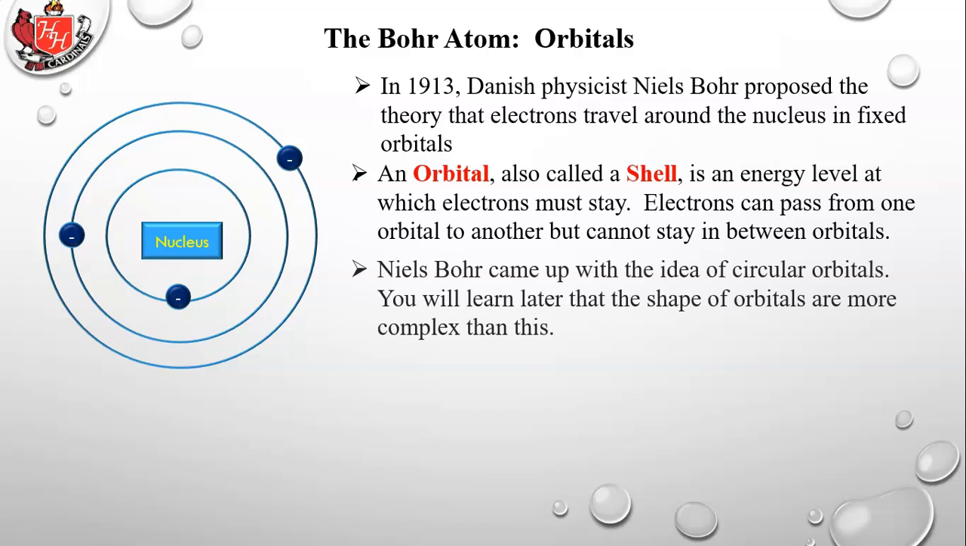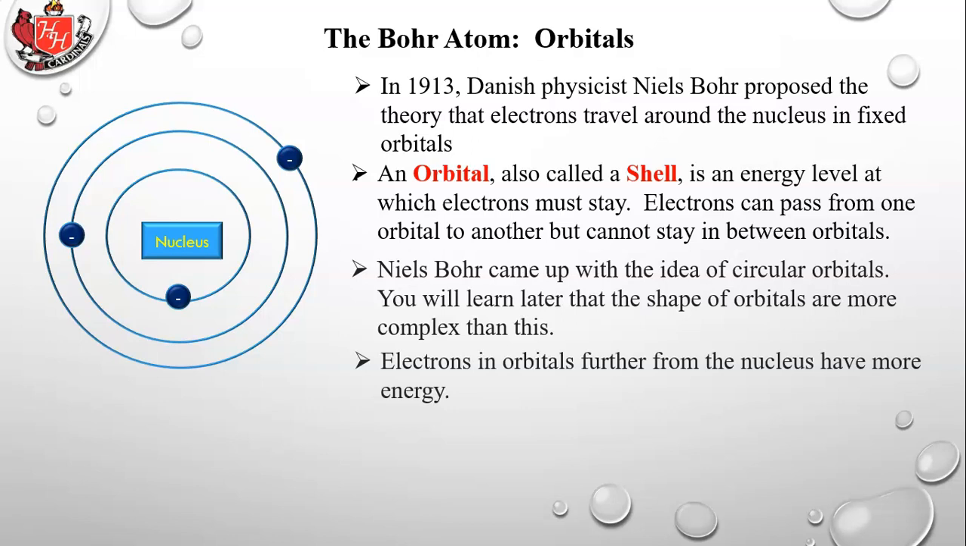Niels Bohr came up with the idea of circular orbitals. You will learn later that the shape of the orbitals is more complex than this. So electrons in orbitals further from the nucleus have more energy. The nucleus is pulling them in, and as they gain energy, they can jump up to higher and higher orbitals or energy levels.